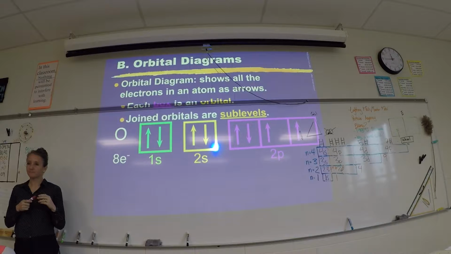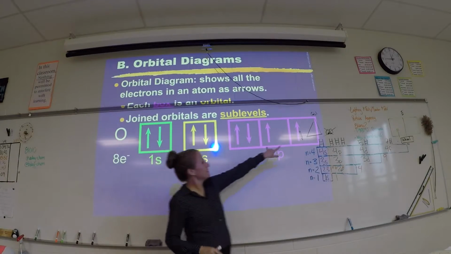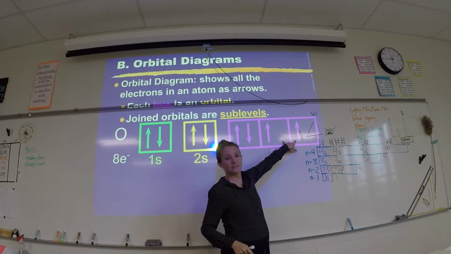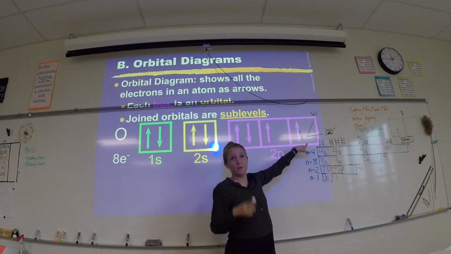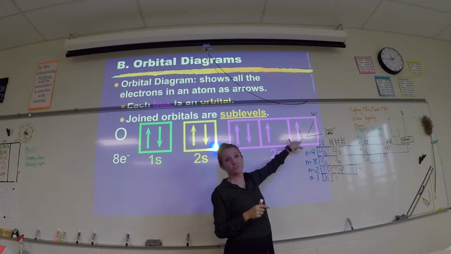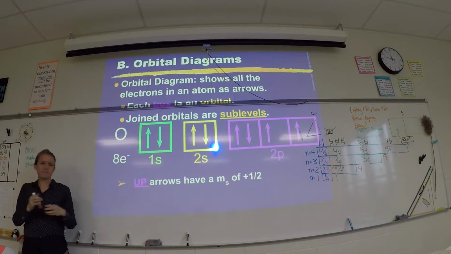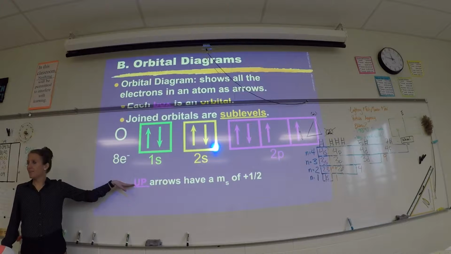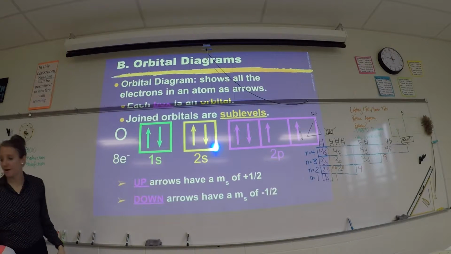Why are they up and not down? Like your bunk bed, if they want to be on the bottom level, technically they could both be down, but our next rule tells us that they have to match. Once again, reminder that the up arrows have a +1/2 in terms of their value, and the down arrows are -1/2.